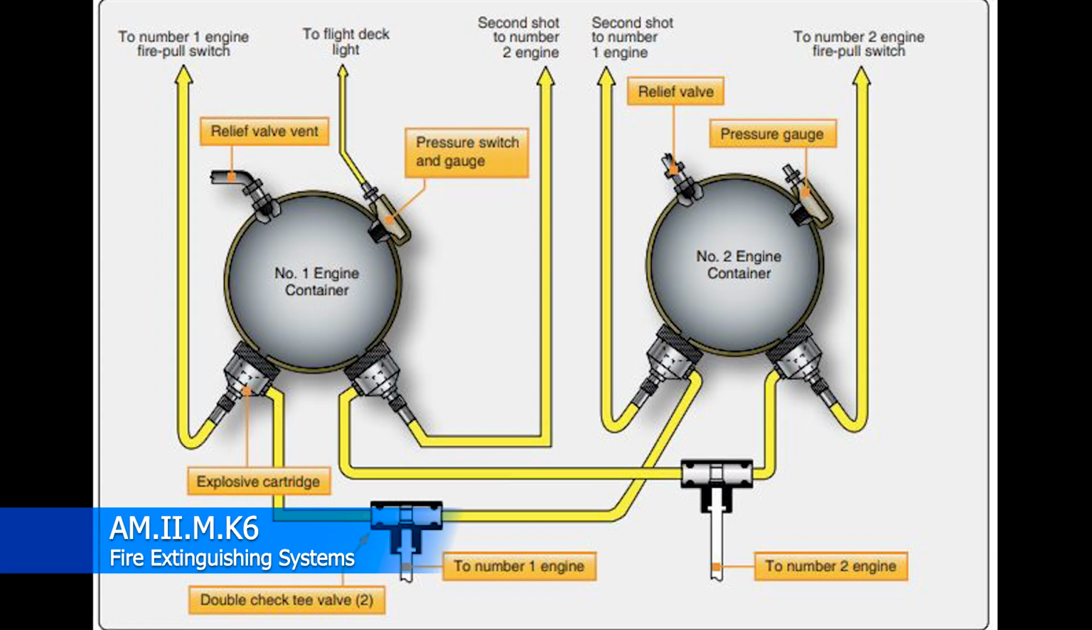Then to the right of the relief valve vent on the number one engine container, you have a pressure switch and gauge. That is going to give an indication to the cockpit of, hey, look, this is where the pressure on the fire bottle is at, and it will allow them to make a decision on whether or not they want to fly that aircraft based on the level that the fire bottle is at. If it's too low, they can potentially scrub the flight, or you can MEL it and continue to go, depending on what your rules are in that particular organization.